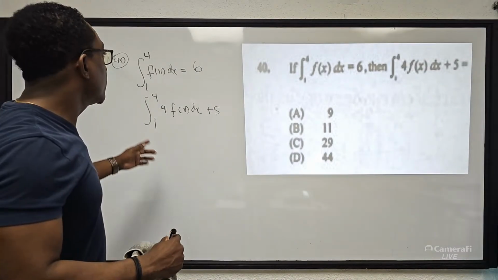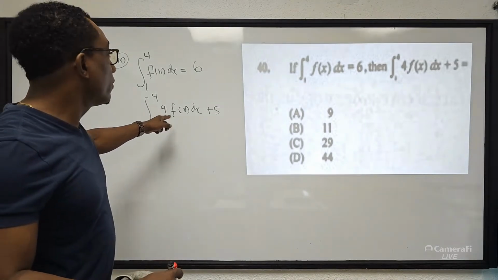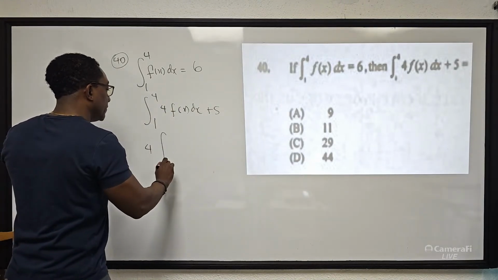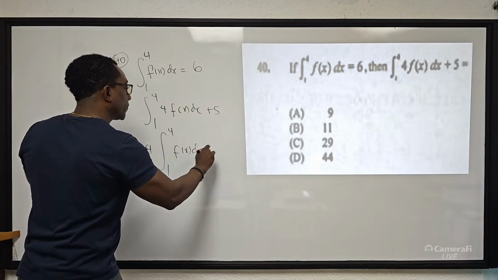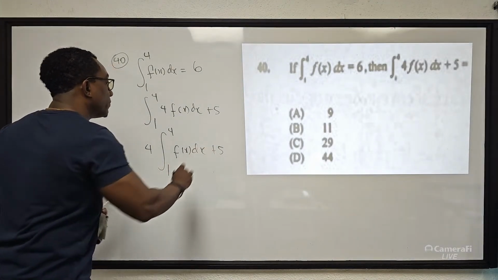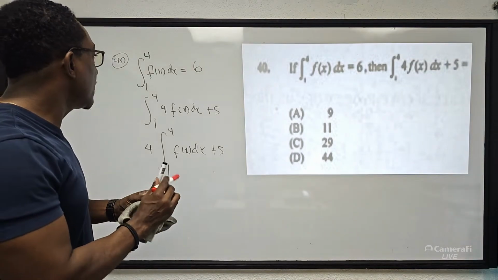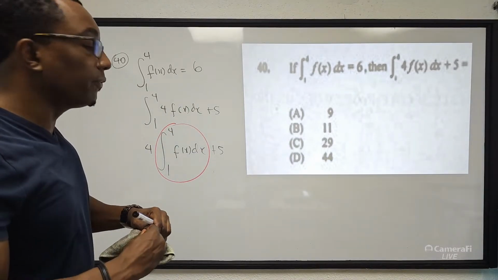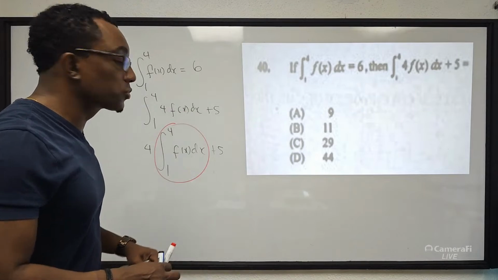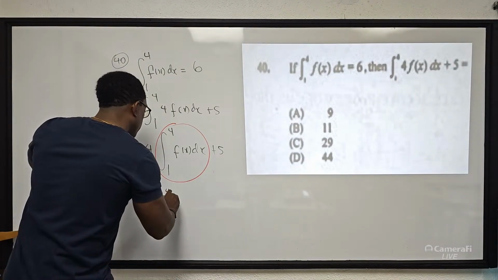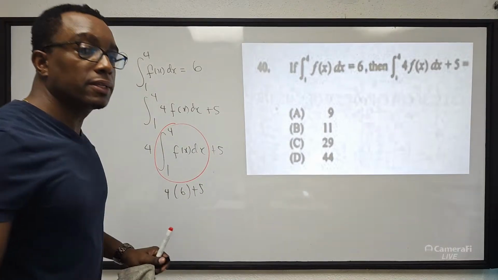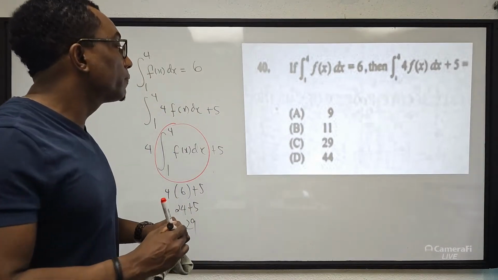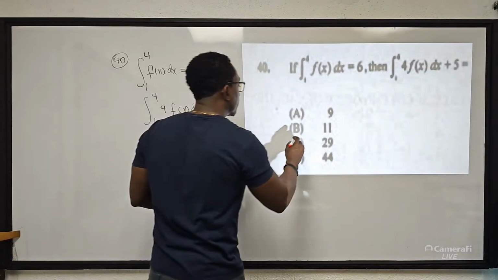This integral between the limits 1 and 4, we can rewrite by taking this 4 and putting it in front of the integral, plus 5. We know that the integral between the limits 1 and 4 of f of x dx is 6. So this is the same as 4 times 6 plus 5, that's 24 plus 5, which is 29. So for question 40, the answer is C.